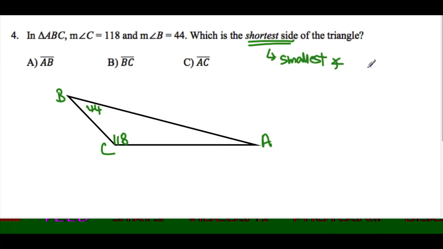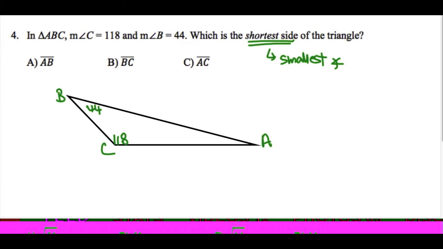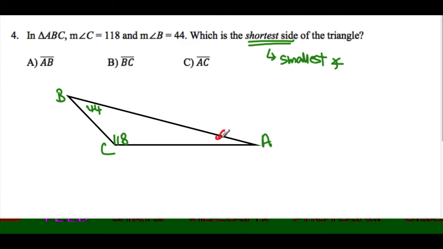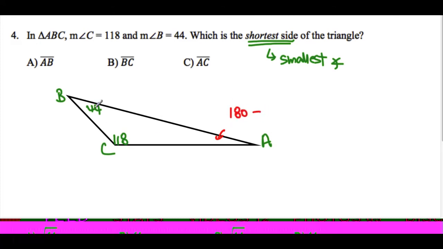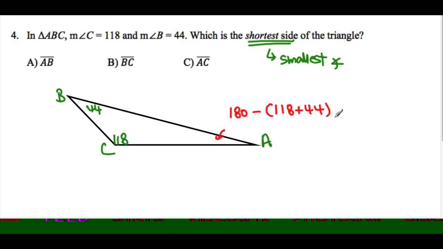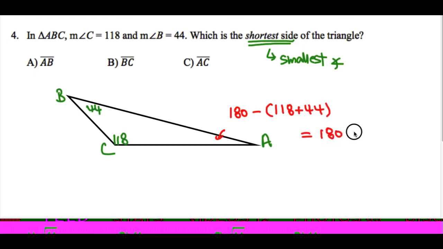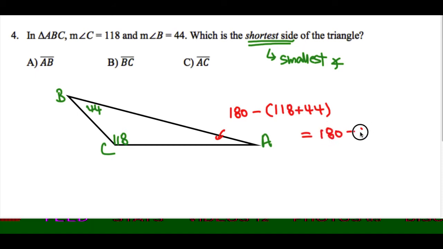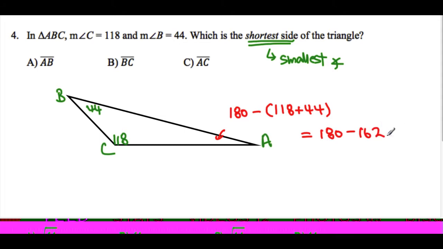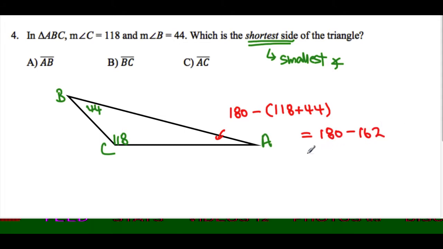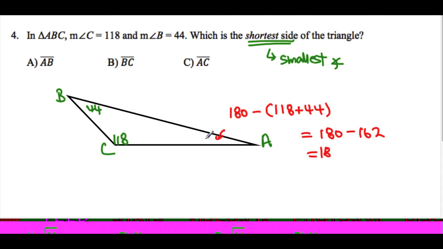Alright. Smallest angle. How do you find the smallest angle? Since we do not know the measure of angle A, we can figure that out by 180 minus the other 2 angles. So we get 118 plus 44. Now this becomes 180 minus, if you combine them together, we get 162. So 180 minus 162, then it becomes 18. So here this angle becomes 18.